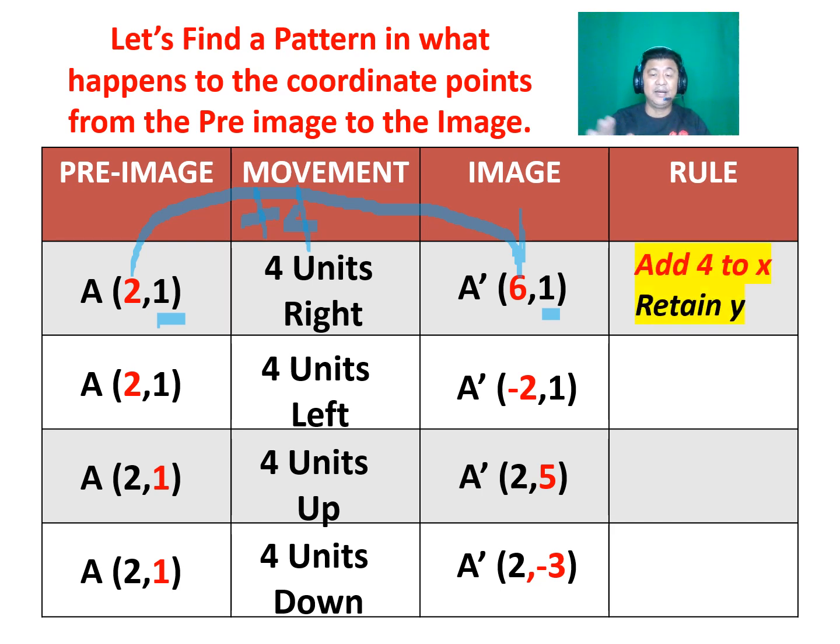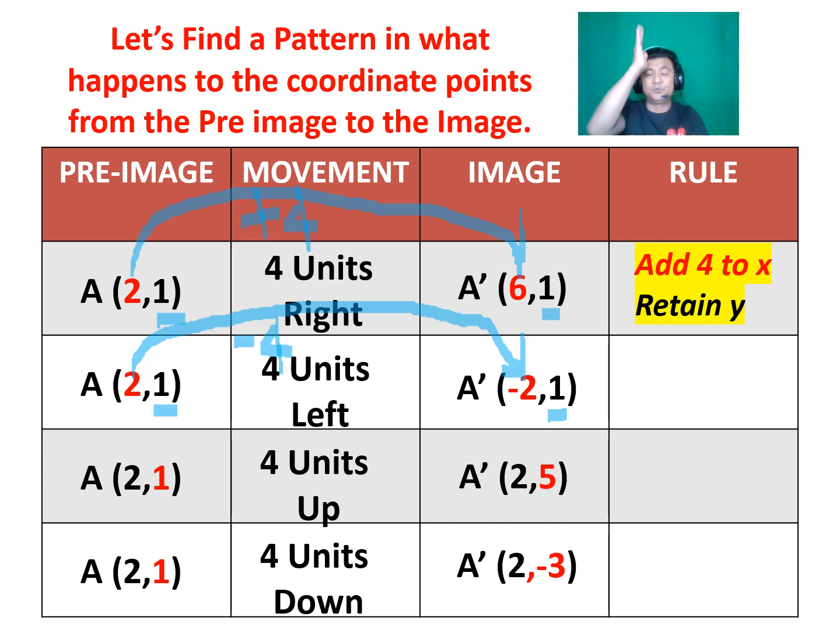That's going to the right. Now we move to the left. So going to the left means look at the 2. 2 now is what? Minus 4. So 2 minus 4 is a negative 2. Yes, it matches. And what happens to the y coordinate? It remains the same. Remember, when you go to the right and the left, it's the x that is affected.